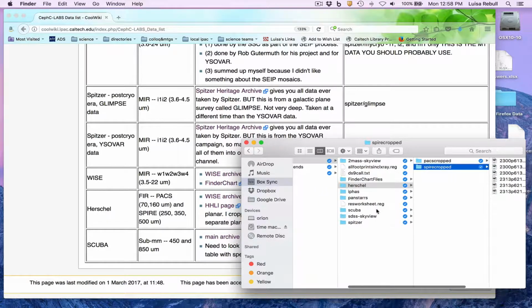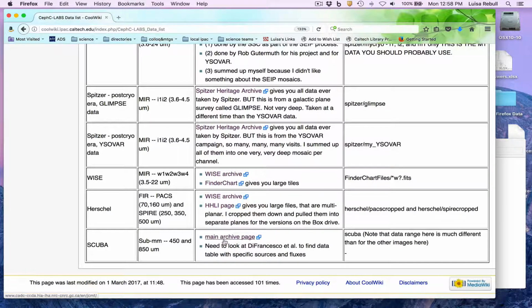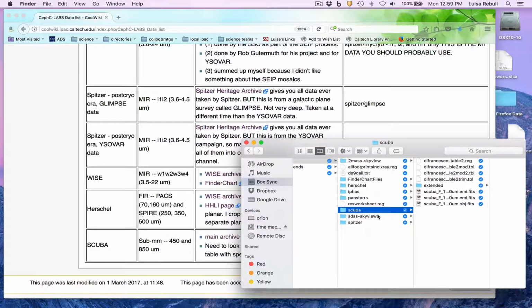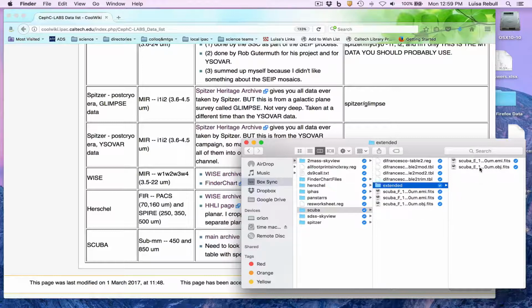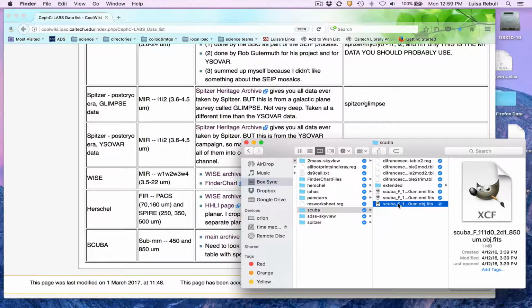And then finally, the SCUBA data. The SCUBA data you can get through the main archive. I have lost track of exactly where I got these data. I think it was from the main archive. But for the photometry, you'll have to look at the literature, the Di Francesco et al. paper. And then the SCUBA directory has the information. It also has the Di Francesco table in regions file format, but also IPAC table format. This is things for the extended sources, but what we want are these.